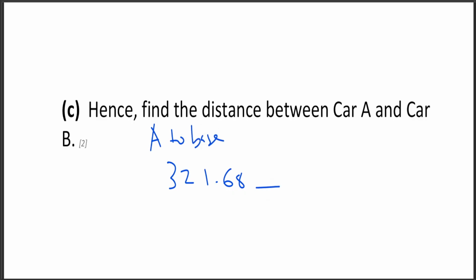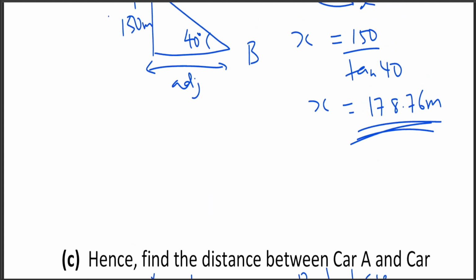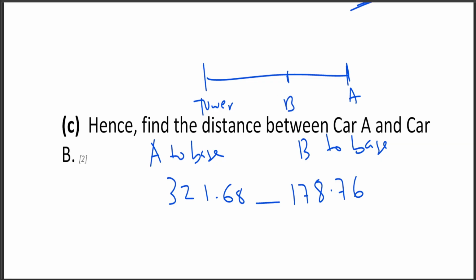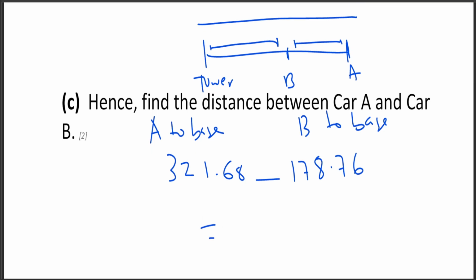Then you minus it from B to the base, and that is the 321.68 minus 178.76. Sawa, kwa sababu hii ni from A to tower na kuna from B to tower. So ukichukua yote minus hii kadogo itakupatia from A to B. So if you subtract it, how much will it give us? 321.68 minus that one is going to give you 142.92 meters or so. Now that is your answer.